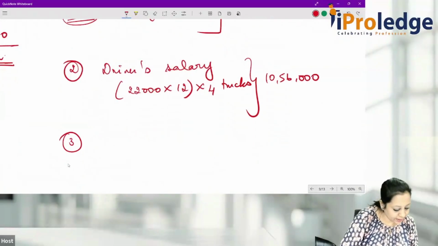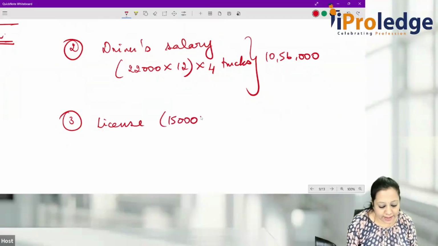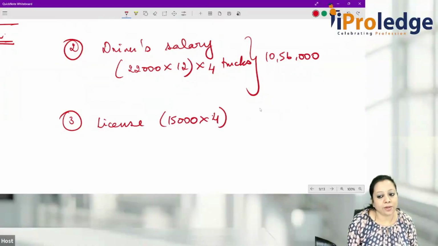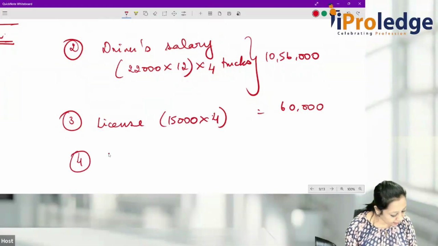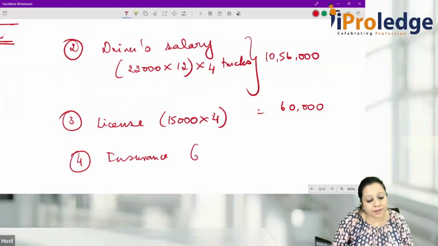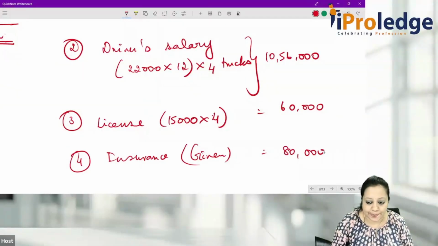Then the next one is going to be license fees and taxes. That is going to be 15,000. Again, same concept. 15,000 per annum, so it is going to be into 4. That is going to be 60,000. Then we have insurance. That is going to be 80,000 per annum for all four trucks. That means already given. We will take that amount, 80,000, right?